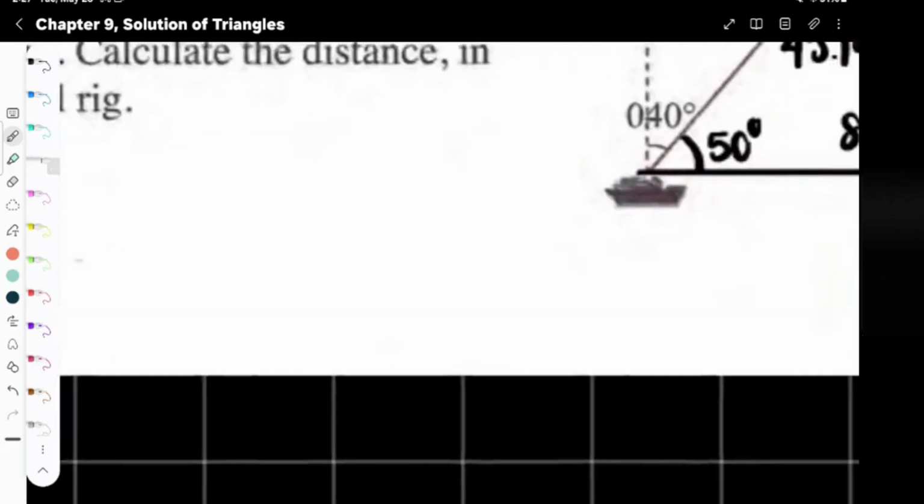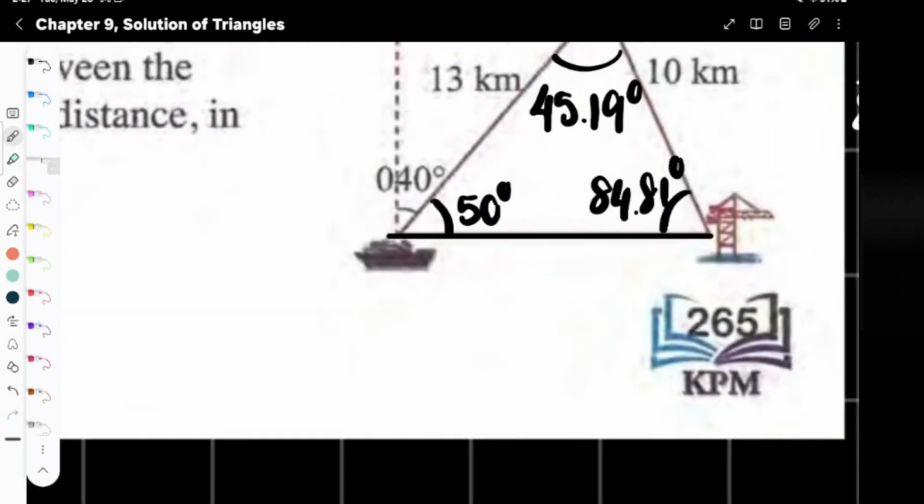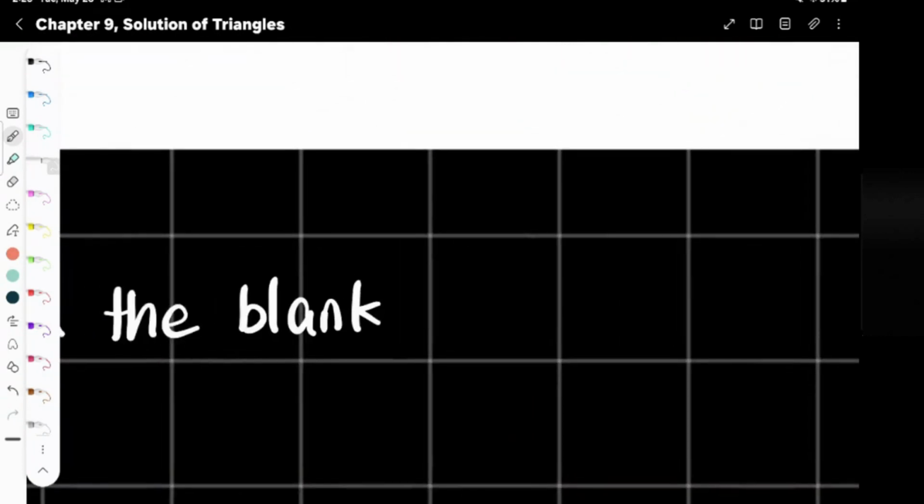And cosine rule, what is the rule? I need at least 3 distances. That's all. I need 3 distances. So that is the cosine rule. That is the sine rule.